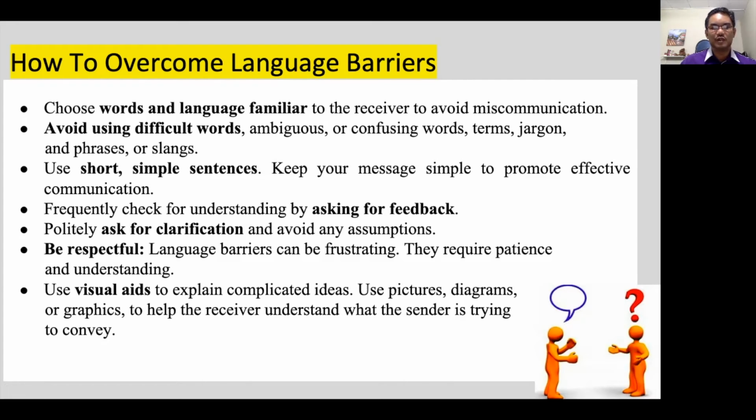Be respectful. Language barriers can be frustrating. They require patience and understanding. Use visual aids to explain complicated ideas. Use pictures, diagrams or graphics to help the receiver understand what the sender is trying to convey.